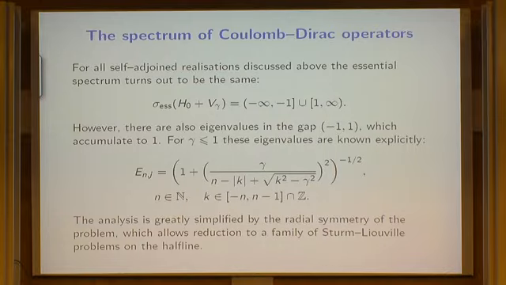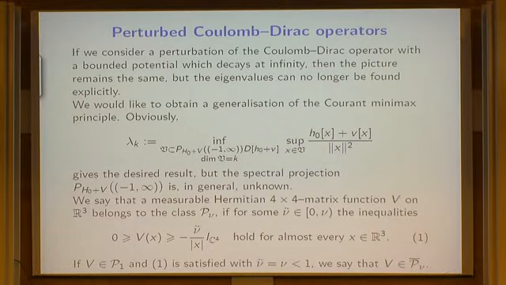Okay. Now let us perturb the system a little bit. Suppose you have added a perturbation, say a bounded potential that decays at infinity. Then of course the whole picture remains the same. There are no questions about self-adjointness or essential spectrum. They all stay as we have discussed. But the eigenvalues can no longer be found explicitly. So you would still like to find a formula which describes these eigenvalues in some efficient way. For operators bounded below, or bounded above, it's the Courant minimax principle which does the job. So you want to generalize the Courant minimax principle to operators with gaps in the essential spectrum.